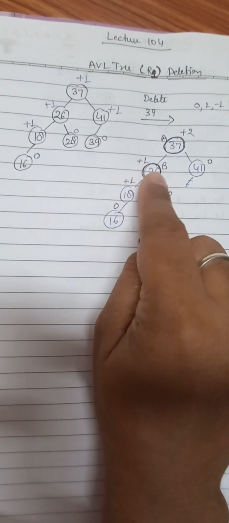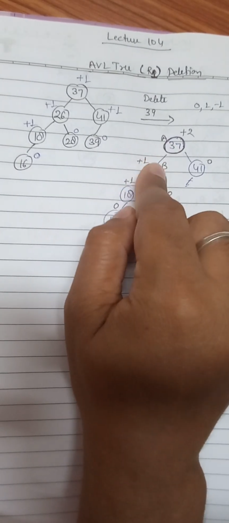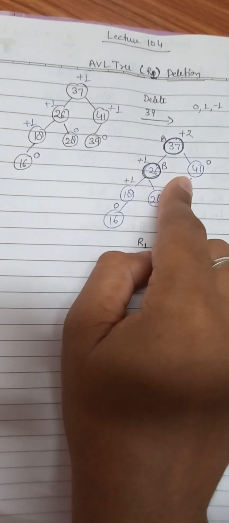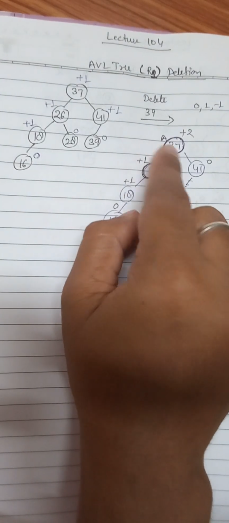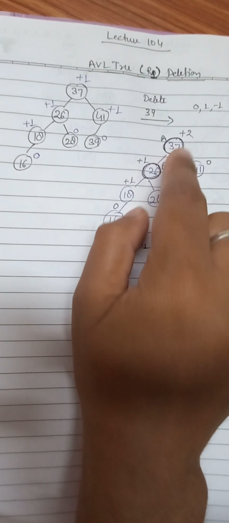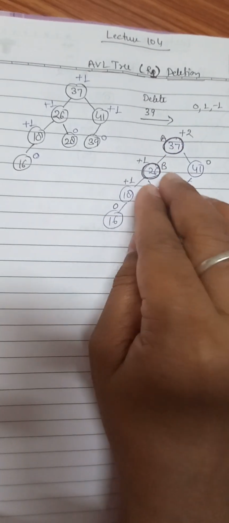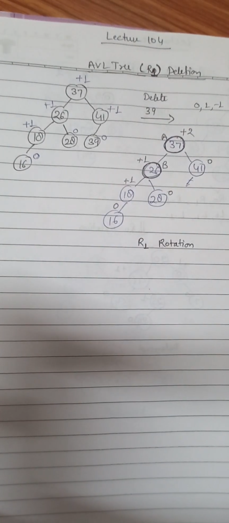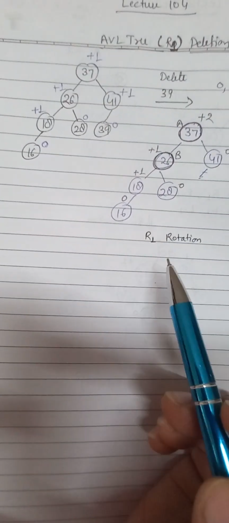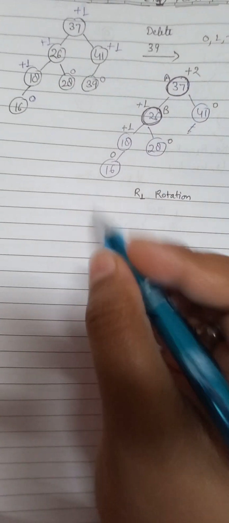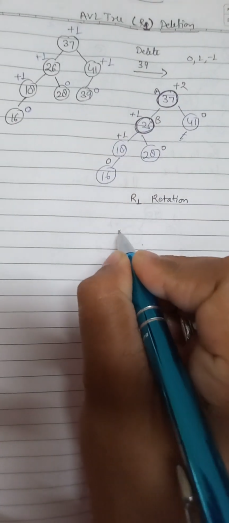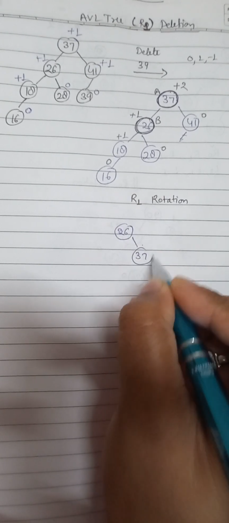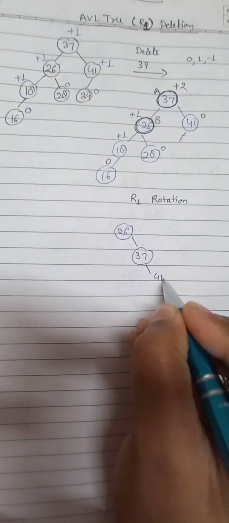And after that we will cross check the balancing factor of B. Here it is on left hand side, and because we are deleting from right hand side, in L1 it will be on right hand side, the B factor is, it will mean same. So R1 rotation will be on right hand side and L1 rotation will be on left hand side. So we will see here. Now we are rotating according to R1, so 26 will go up, 37 will go down, and after that 41 will come.